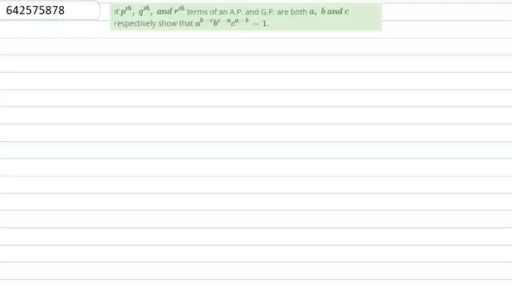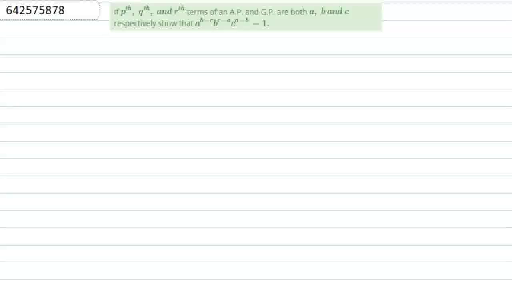Okay, so in this question it is said that the Pth, Qth and Rth terms of a GP and an AP are both equal and represented by a, b and c. Then we have to show that a to the power b minus c, b to the power c minus a, into c to the power a minus b is equal to 1.